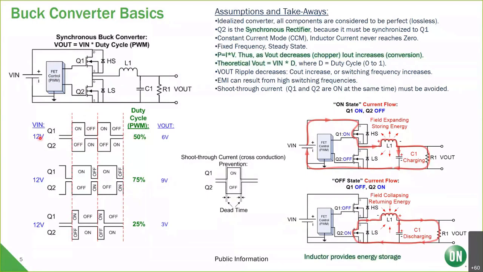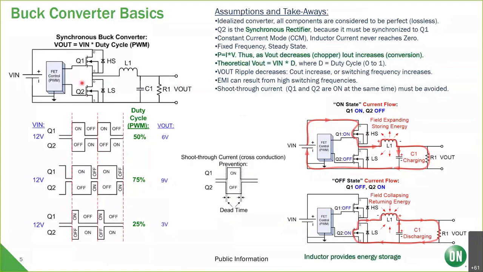And so with a 12 volt in and a 50% duty cycle, you're going to get 6 volts out. The theoretical V out formula is V in times D, where D equals the duty cycle from 0 to 1. I just want to point out this is a theoretical V out because I'm assuming an idealized converter at this point. All the components are considered to be perfect or lossless. We know that's not real, but for the sake of discussion right now, we're going to be talking about a perfect lossless scenario.